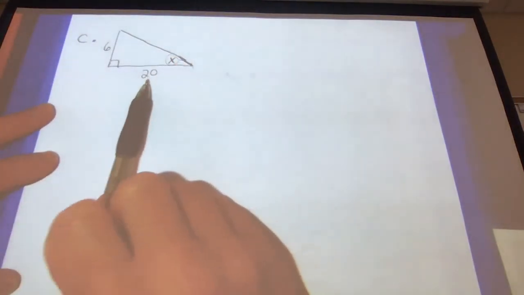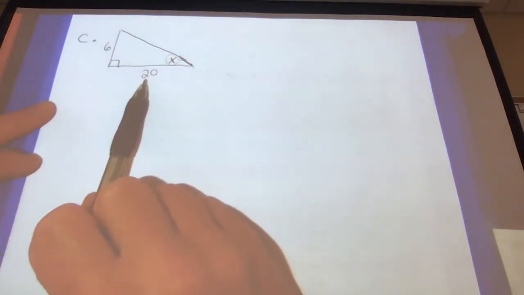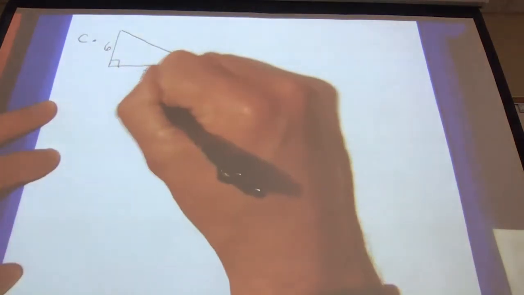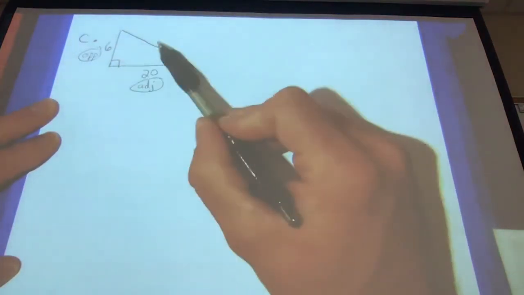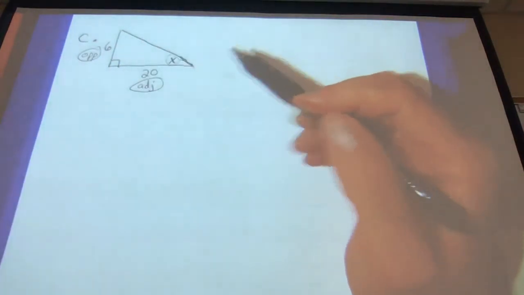Now we'll identify our parts. We'll start with the 20. Is that 20 the opposite, adjacent, or hypotenuse? Adjacent. It's right next to the x. How about the 6? Is that opposite, adjacent, or hypotenuse? Opposite. This time around, we're not using the hypotenuse, which is across from the right angle.